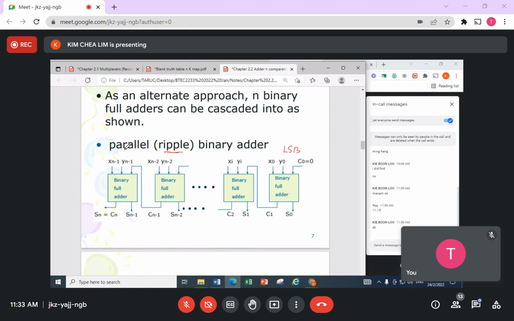Now, why do they call it parallel? Because the X and Y inputs you can put in at the same time, parallelly. But for me to get this carry in here, I won't know. Like I mentioned just now, I try to add 1 0 with 1 1. I know my carry from the first one is a 0.